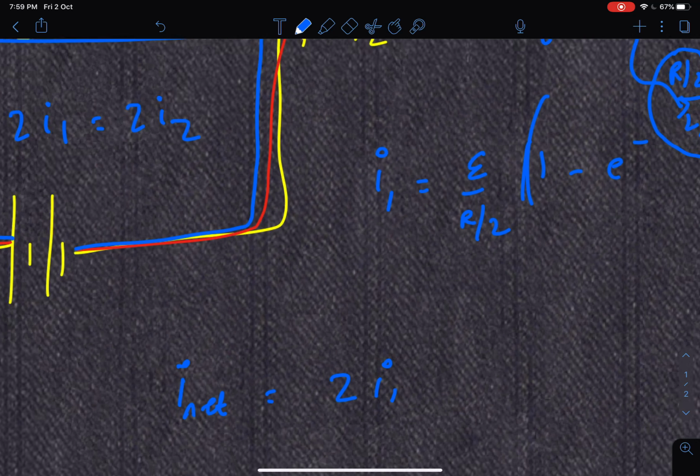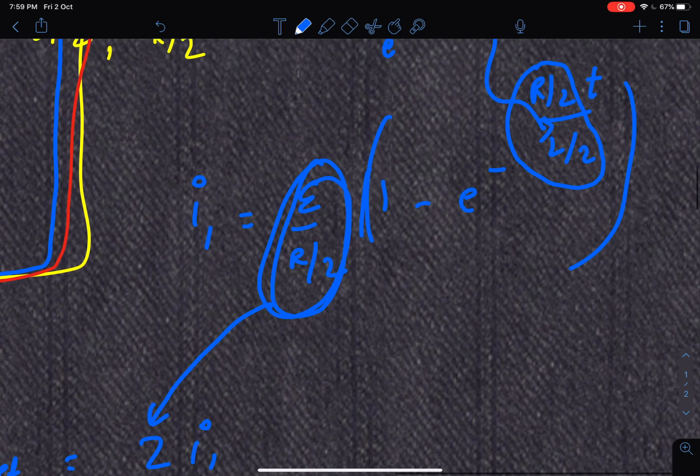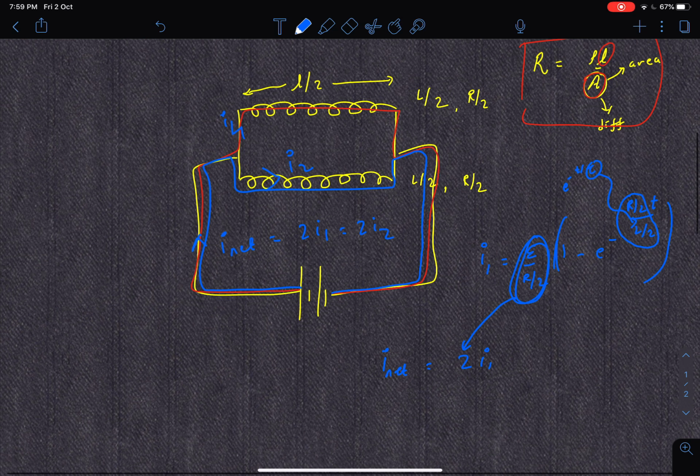The only difference between I1 and I net is the front part, the multiplication part, which becomes twice in case of I net without changing the power of e. And since the power of e is the same for I1 as well as I net, the time constant is the same for I1 and I net, which is equal to L by 2 divided by R by 2. So the 2 also gets cancelled, and we get the same L by R only.